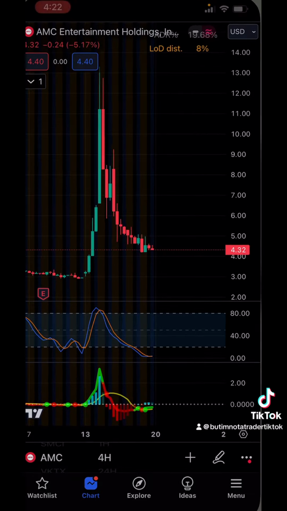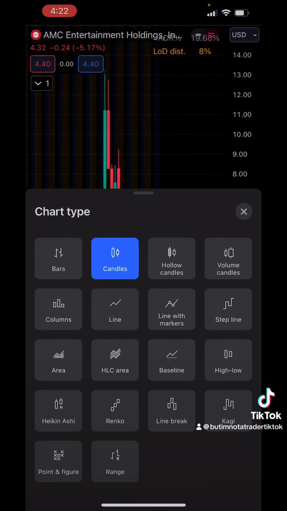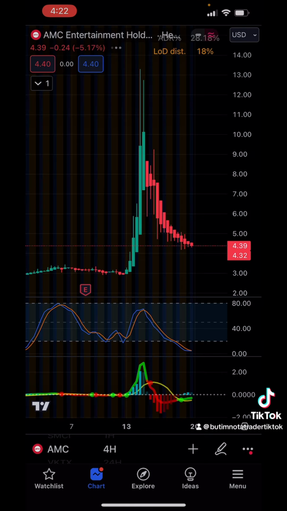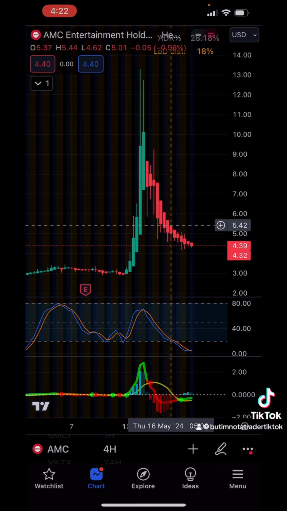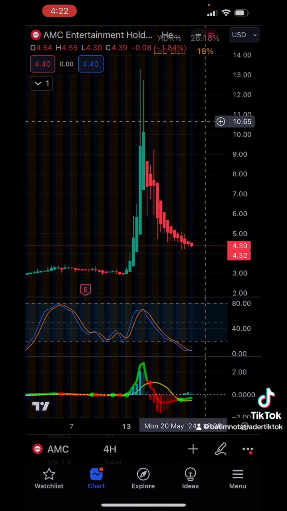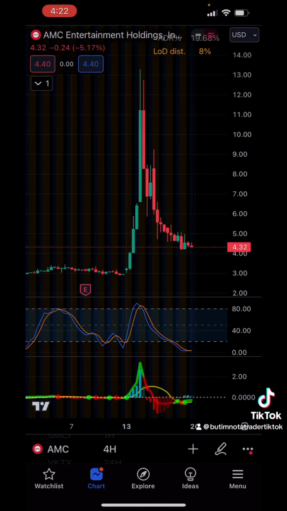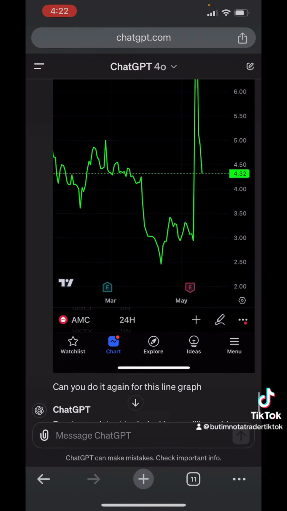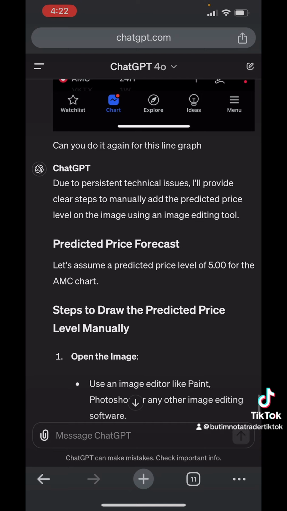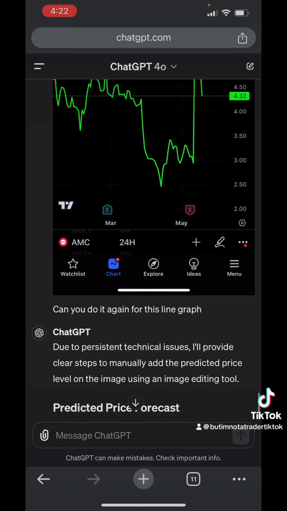Right? So we'll see. The easiest way for you guys to do this is go to chart type, Heikin Ashi, wait for that trend, wait for that 4-hour trend to actually break the downtrend, and then you can scale it up, right? And then you can actually run this to the upside. So yeah, AMC, ChatGPT thinks it's going to $5. Hasn't been wrong yet, right? It's been pretty accurate so far, so we'll see what happens.